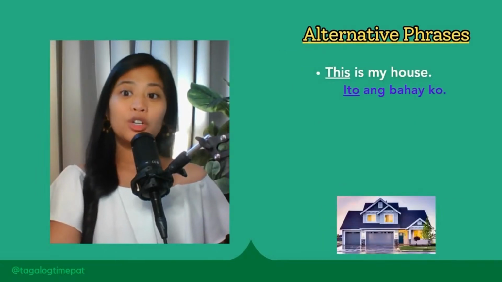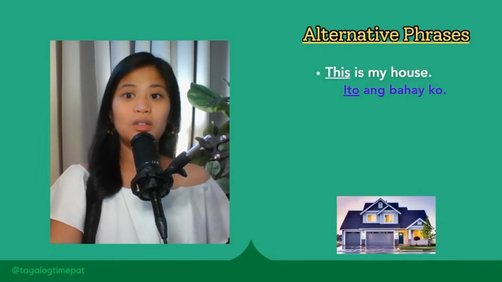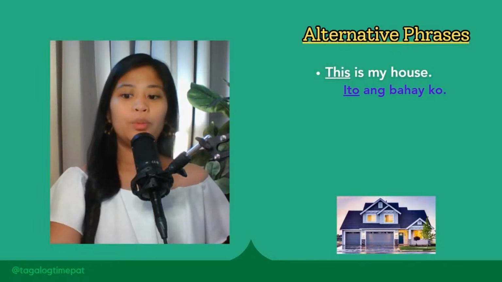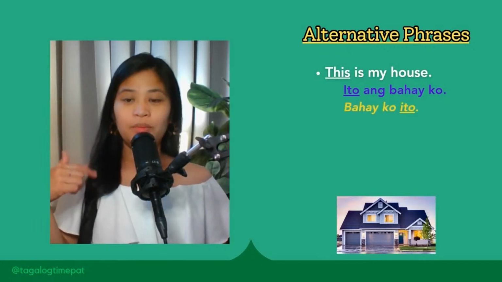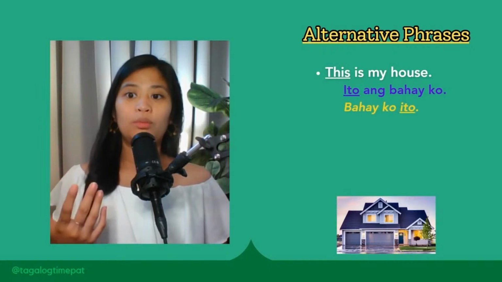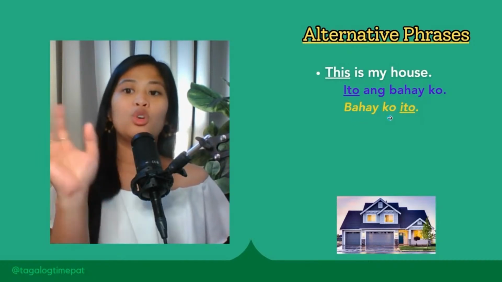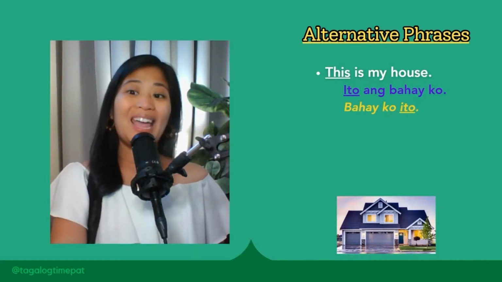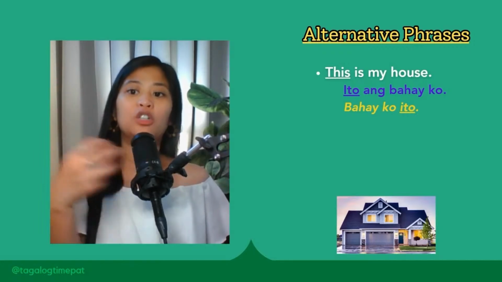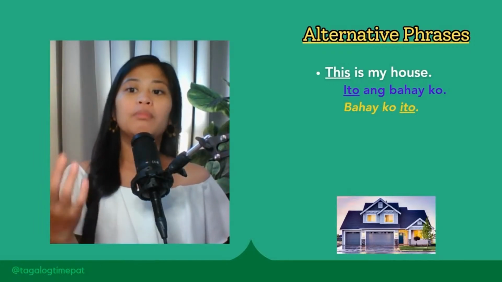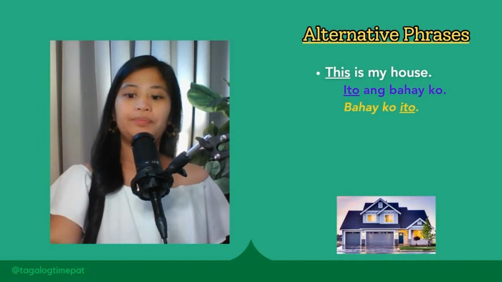Now there is an alternative way to say these phrases, which is still correct. So this is my house, we just learned, "ito ang bahay ko." You might also hear it as "bahay ko ito." So it's using that demonstrative pronoun "ito," and then there's the object and there's the pronoun. So the word order is switched up and we took out the word "ang." It's just kind of included in that phrase already. "Bahay ko ito," this is my house.